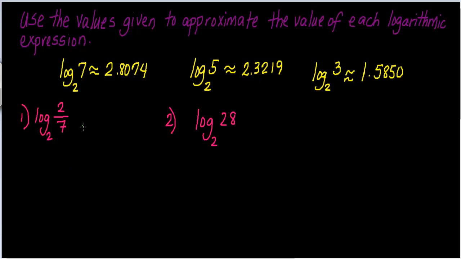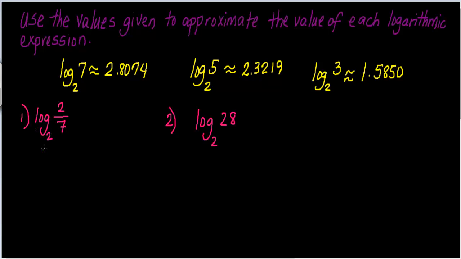Okay, so I'm going to explain two examples. Notice it says to use these values to approximate the value of each logarithmic expression. So I've given you three values. They're all base 2 logs. And number 1 says log base 2 of 2 over 7.